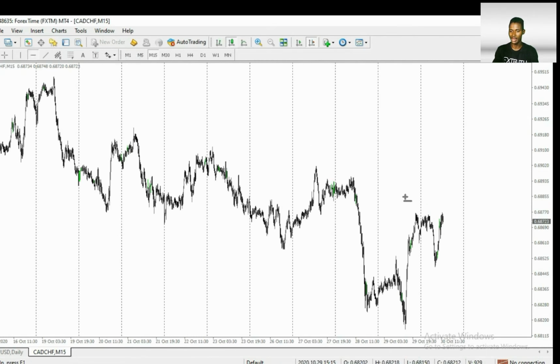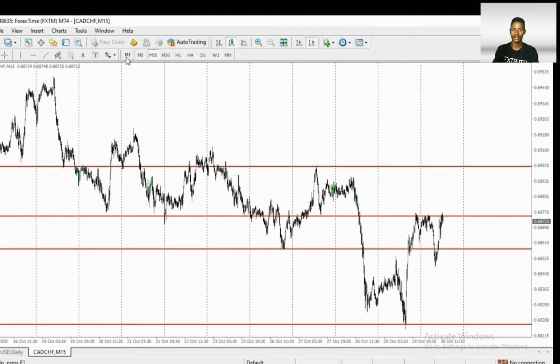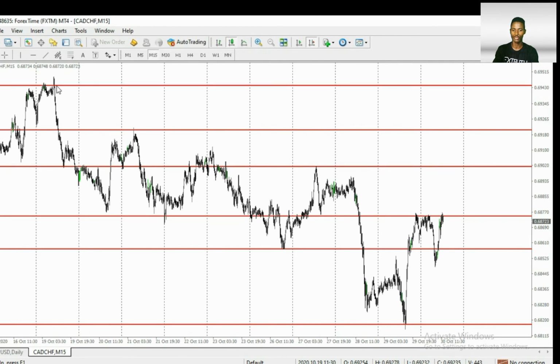So this is an obvious level here. This is an obvious level down here. This is an obvious level here. This is an obvious level over here. This is an obvious level here. This is an obvious level here. You see the way I didn't waste time to get these obvious levels. I didn't spend time looking for where the obvious levels were. I just saw them in the market and I placed them out.